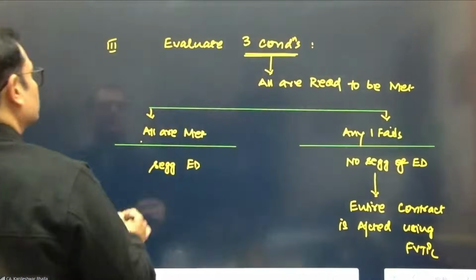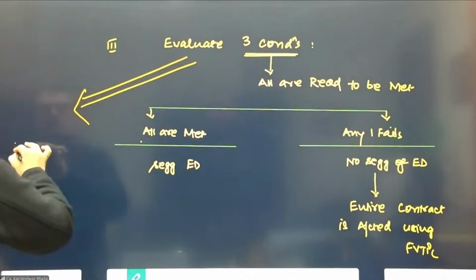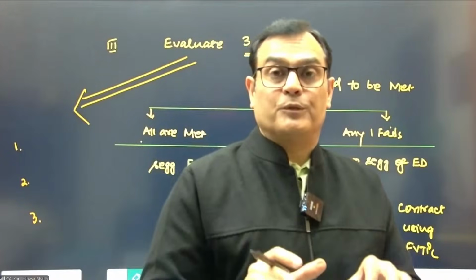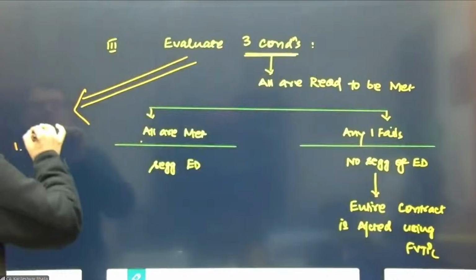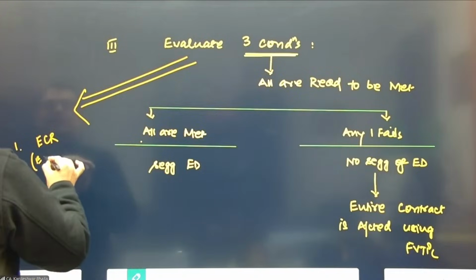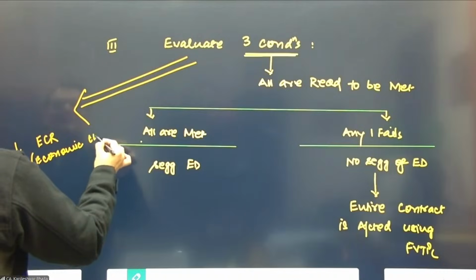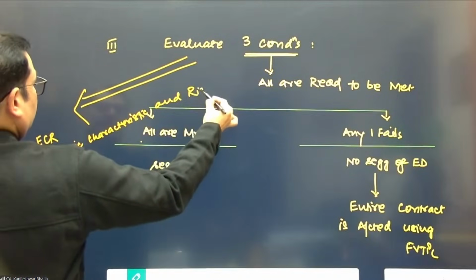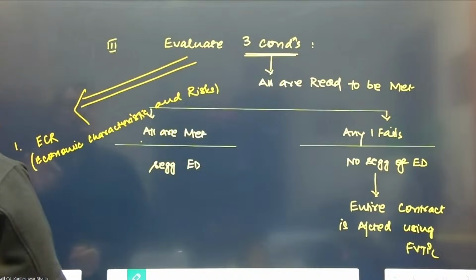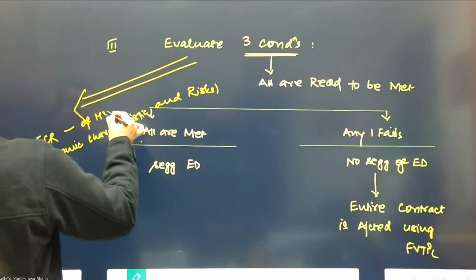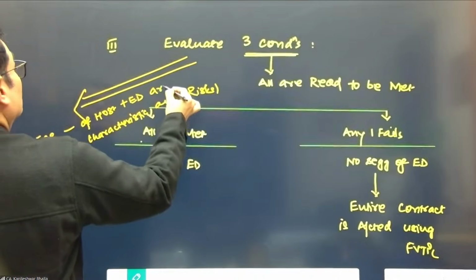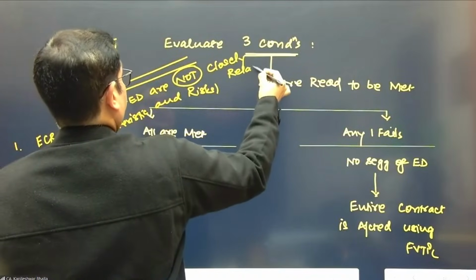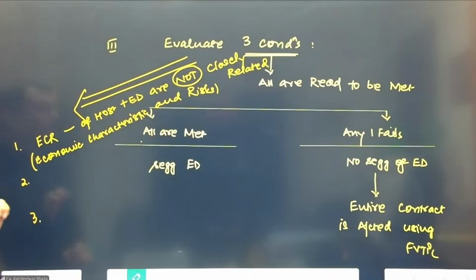Now, what are the 3 conditions? Just to give you those conditions conceptually, without getting into the nitty-gritties, because each condition can involve a lot of evaluation of parameters, the first one is ECR, that is, economic characteristics and risk. What is important is that the economic characteristics and risk of the host and the ED are not closely related. If you want to meet the condition, they should not be closely related.